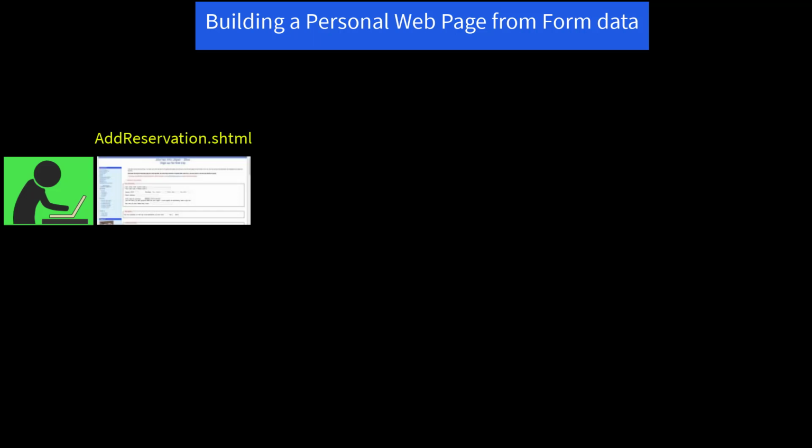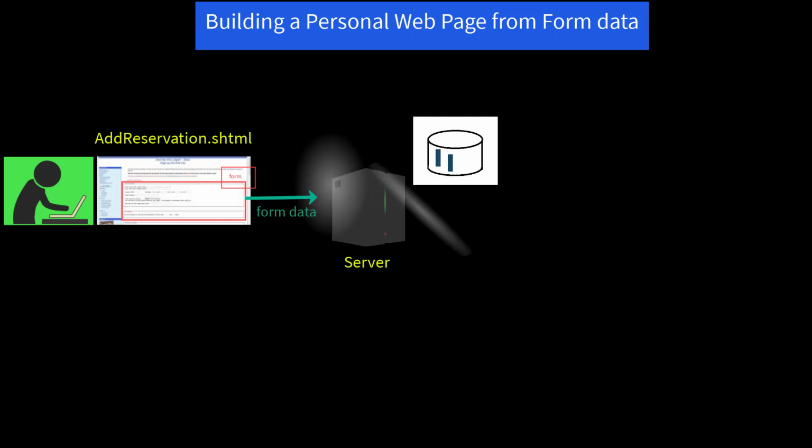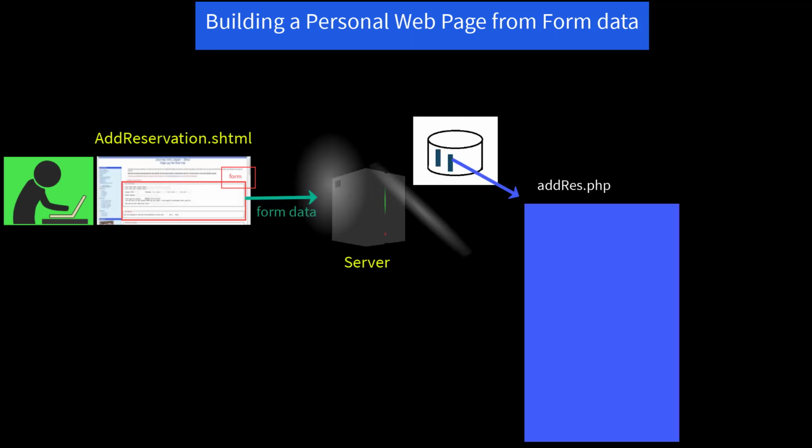Here's the process. A user sits down at their computer, brings up a browser, and gets to the sign-in page, addreservation.html. This contains a form to fill in. He or she fills in the form and submits the form to your server, passing the form data. Now the server locates the PHP CGI named addres.php on the server's hard drive and loads it into memory.